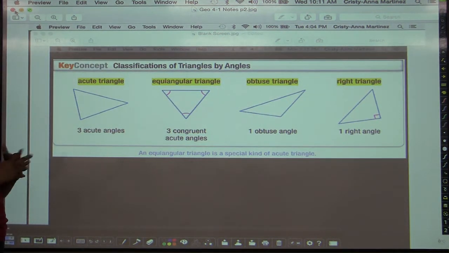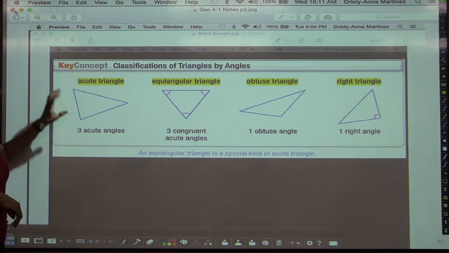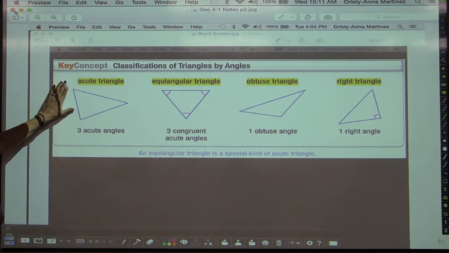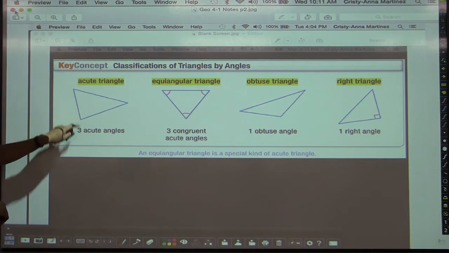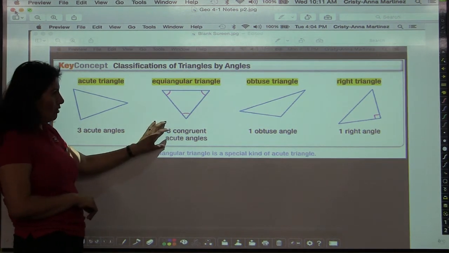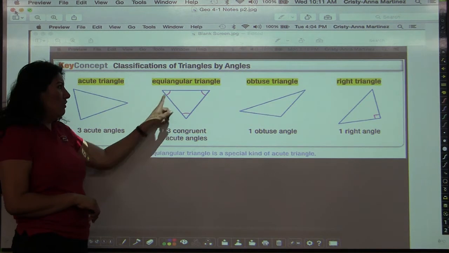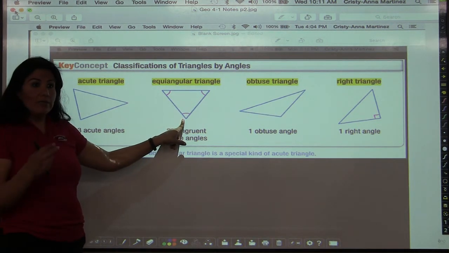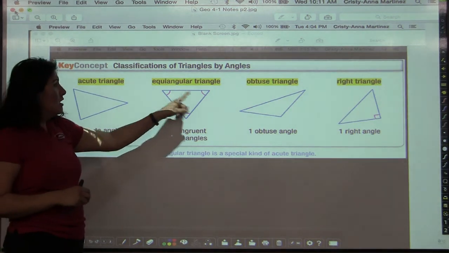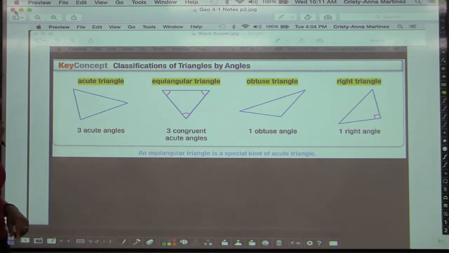And the first way that we classify triangles is by angles, by the type of angles that they have. So here are all of our options for classifications of triangles by angles. You have an acute triangle, and in an acute triangle there are 3 acute angles, so all 3 angles are less than 90 degrees. You have an equiangular triangle, and in the equiangular triangle all of the angles are equal, which by the way would make them all 60, right? Because 60, 60, and 60 would be 180. So 3 congruent acute angles.